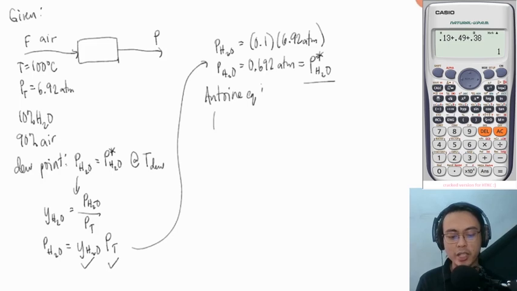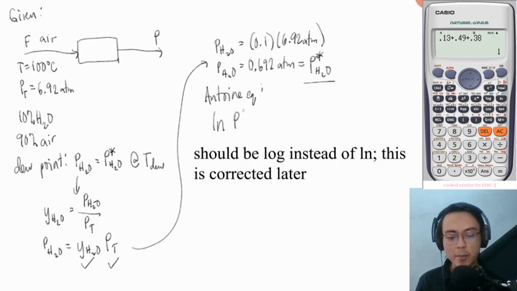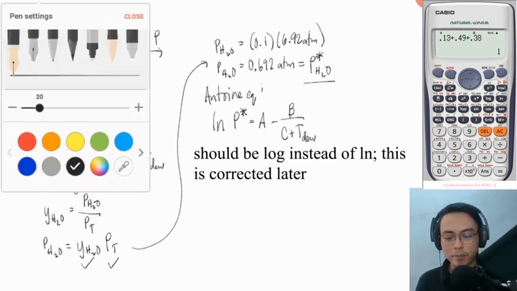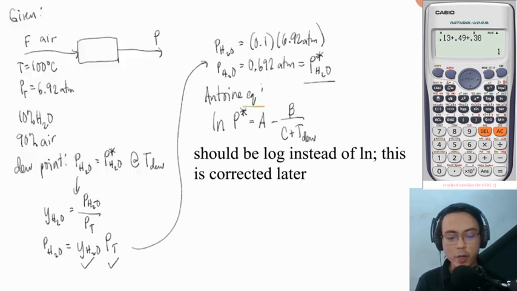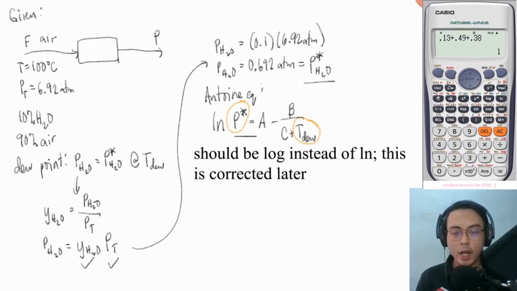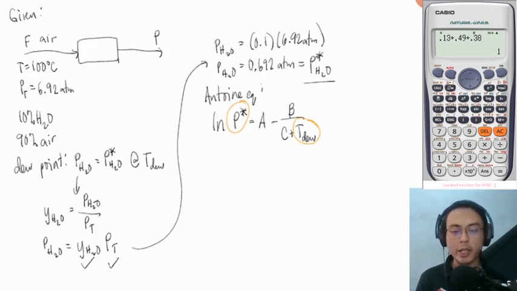Remember, the Antoine equation is ln of P, and remember that this P is the vapor pressure of water, is equal to A minus B over C plus T. What happens to this temperature term in the Antoine equation? This becomes the dew point temperature. This is your marker. If you are using vapor pressure in this place, then the temperature here becomes the dew point temperature. Okay, let's continue. So I now know the vapor pressure of water.